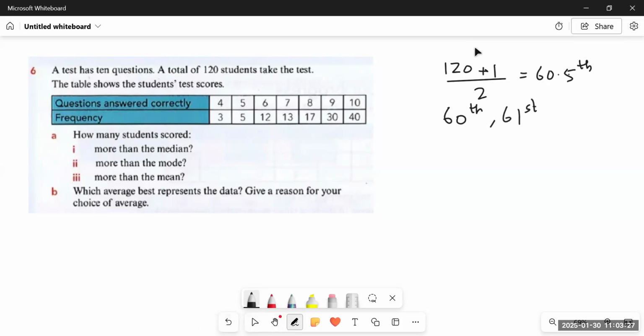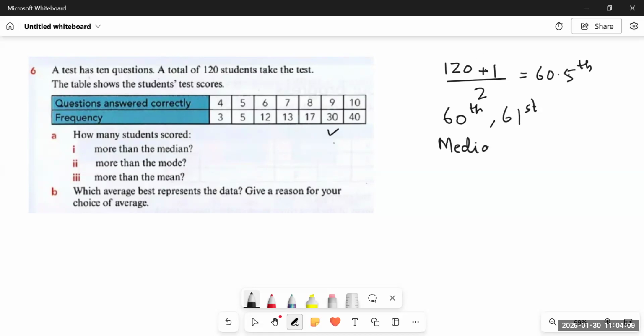Okay, so first we have to figure out which number falls at the 60th value. For this, we will start adding the frequencies. That is 3 plus 5, 8, 8 plus 12, 20, 20 plus 13, 33, 33 plus 17 is 50. So it means after 50, we have a frequency of 30. So 50 plus 30 is equal to 80. It means from 51st till 80th frequencies fall in this category of 30. So the corresponding questions answered correctly is 9. So it would be 9 as the median.